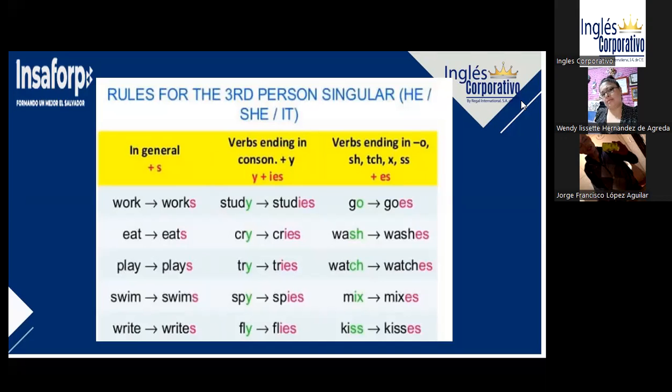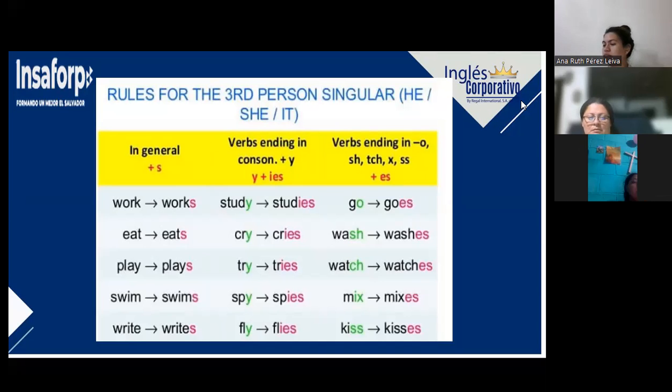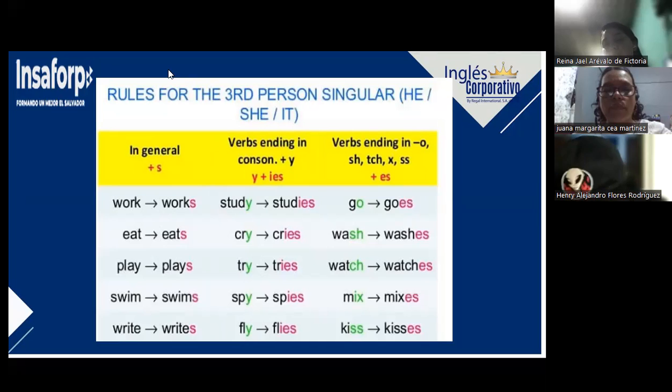Por ahí creo que alguien tiene conectado el micrófono, creo. No sé quién es. I don't know who could be. Someone, thank you. Right.